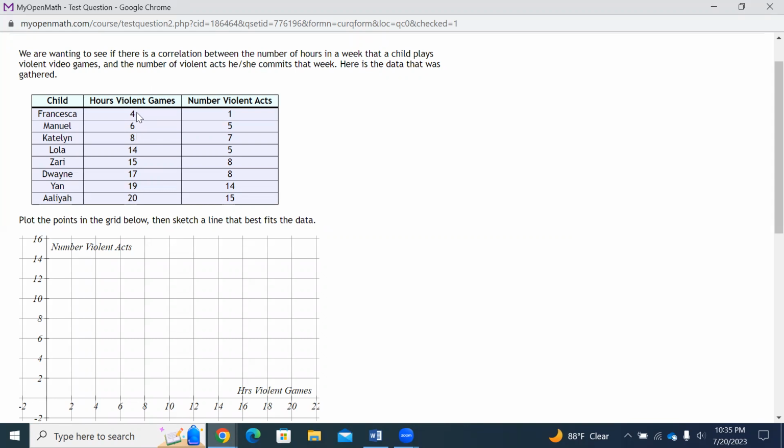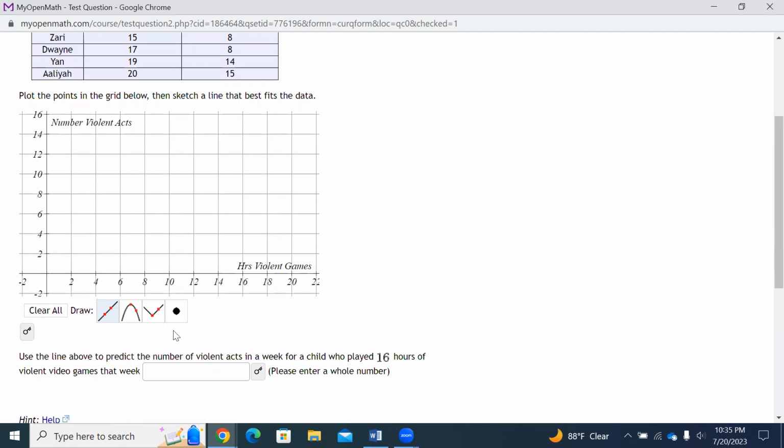So we took some data. We had some kids play some violent video games, and then we watched how many violent acts they did during the week. So Francesca played 4 hours of violent video games, and she committed only one violent act, pulled somebody's hair or something. Manuel played 6 hours of violent games during the week, and he committed 5 violent acts, etc. So first off, it says plot the points in the grid below, then sketch a line that best fits the data.